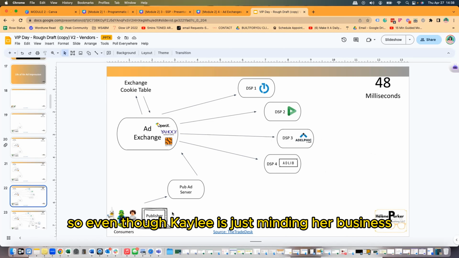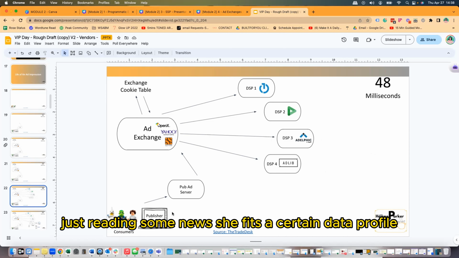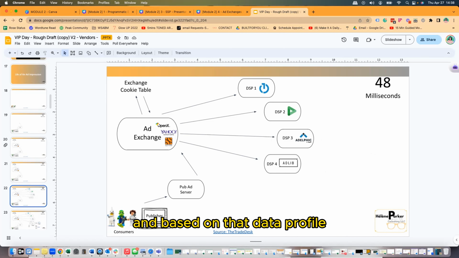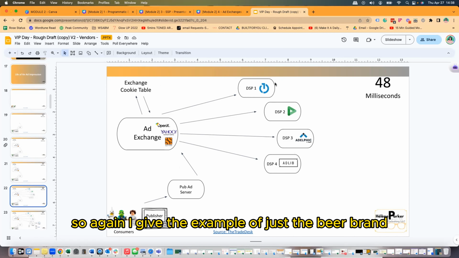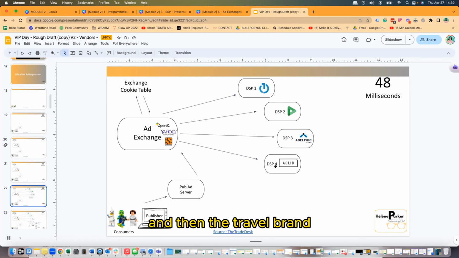So even though Kaylee is just minding her business, just reading some news, she fits a certain data profile. And based on that data profile, because of your online behavior, you have a certain profile ID, and the way you are profiled by exchanges is different, right? Your ID is different because none of them communicate with each other. They're all competitors. And for DSPs, you may fit into different brands' needs. So again, I gave the example of the beer brand, and then the travel brand, and then the clothing brand, et cetera. So that's how programmatic audience targeting works.